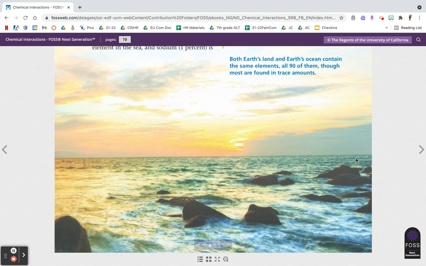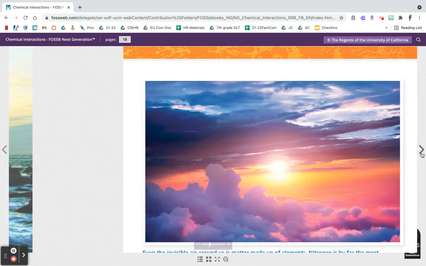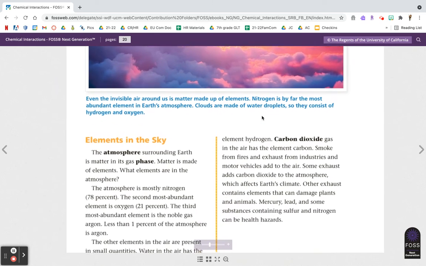Press pause and answer questions 5 and 6 on your reading checklist. When you're ready, turn to page 20.